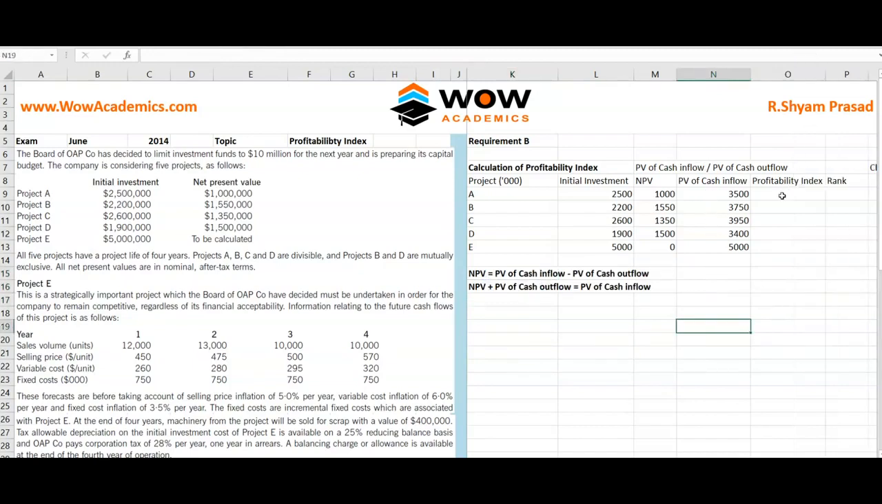So the next one is the profitability index. So the index is very simple. Divide the inflow by the outflow. Inflow is here, outflow is here. So divide it. Inflow 3500 divided by the outflow 2500. So you got the number.